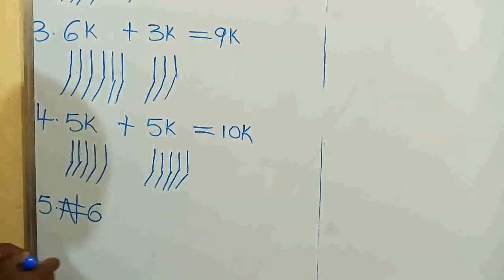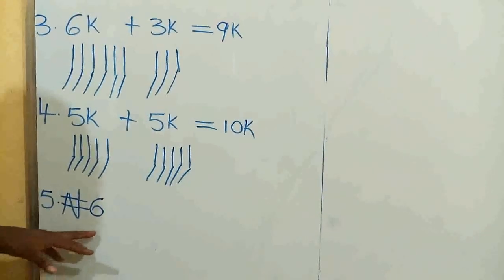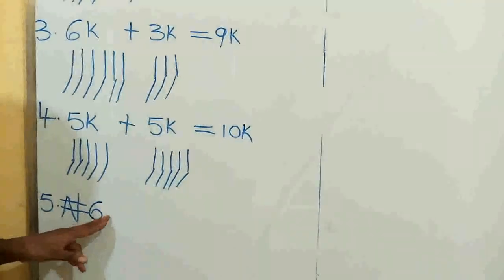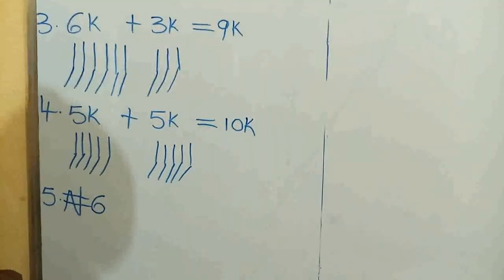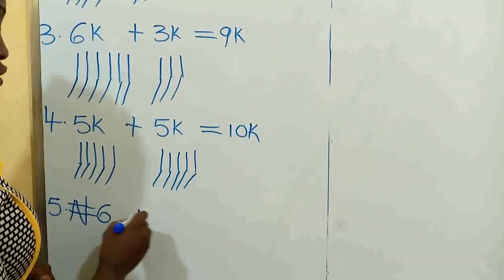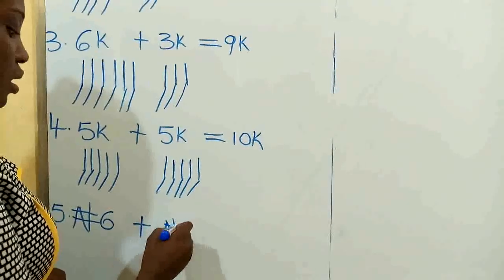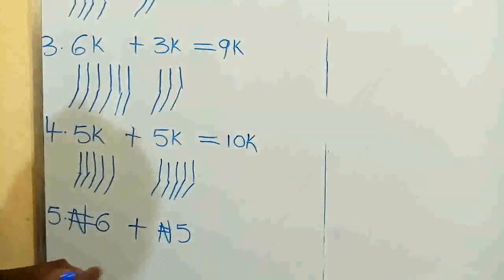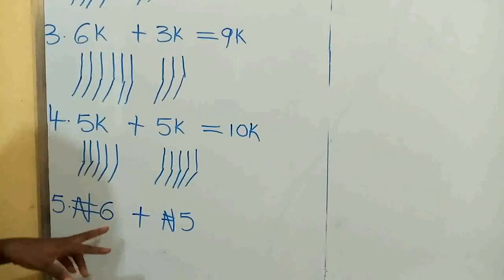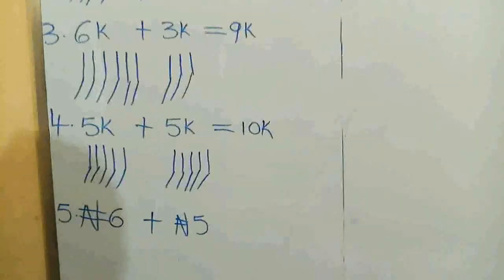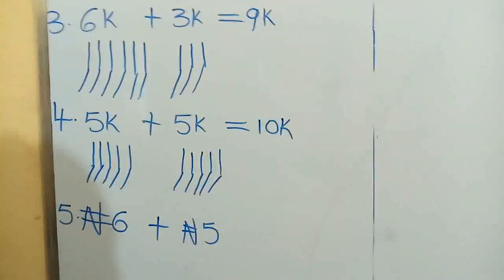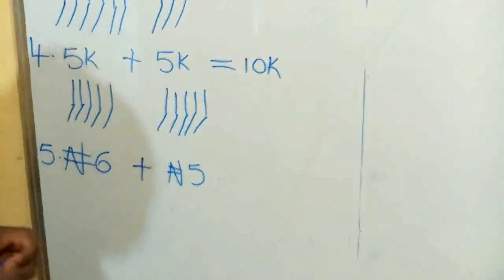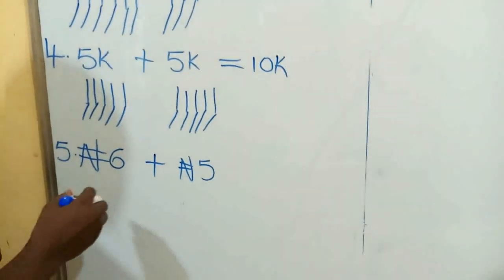So we have what? Naira 6. While this one was what? 5 kobo. But we can also call it 6 naira. Okay, we add the 6 naira to 5. We will add the 6 to 5. Okay, now let's add together. Remember, we are still on addition. Okay, now let's count the strokes together.